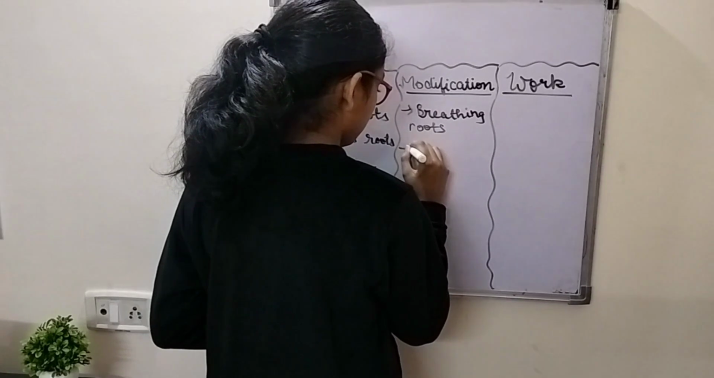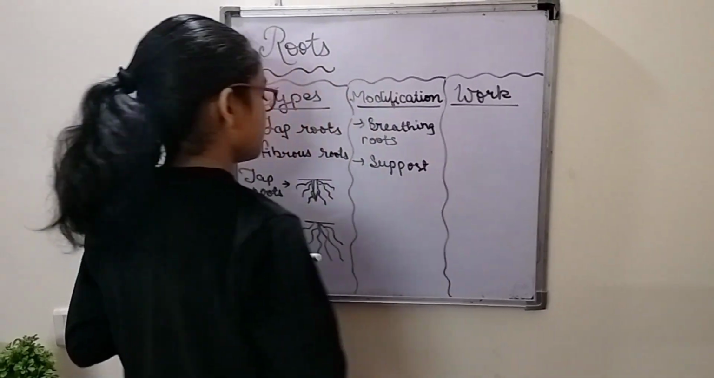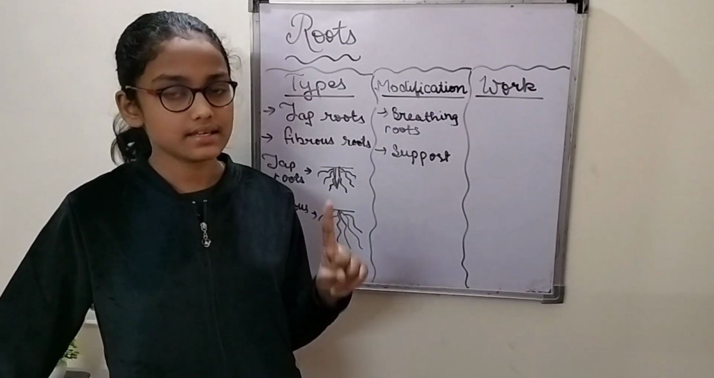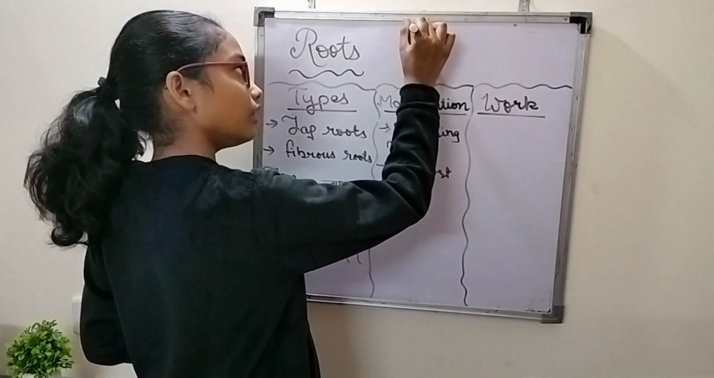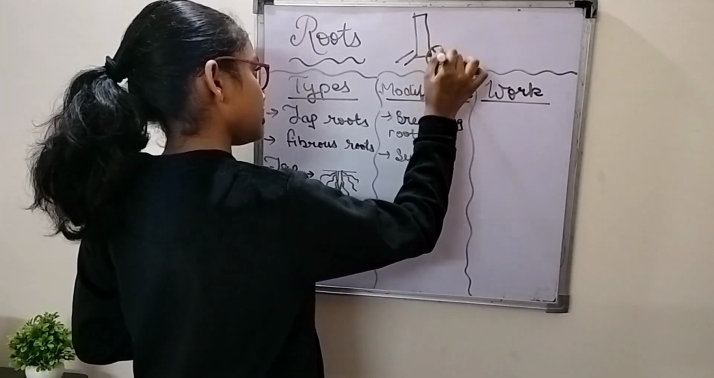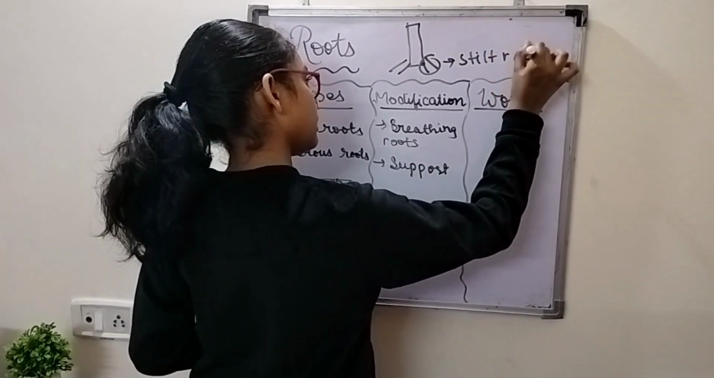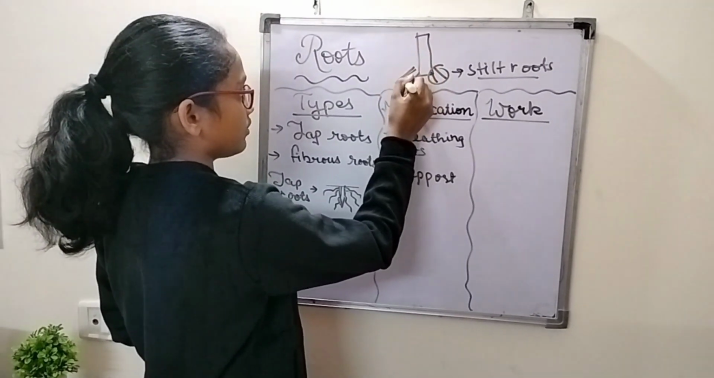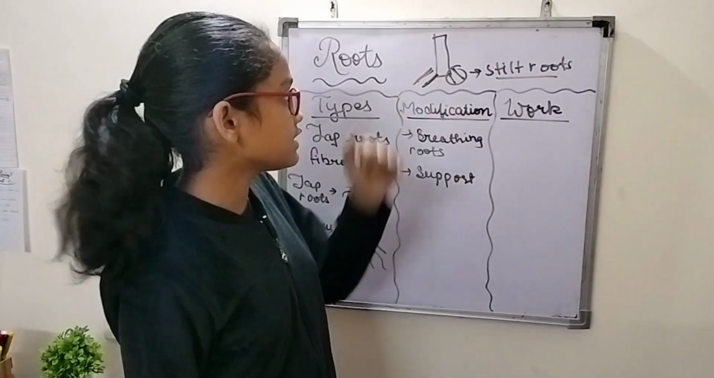Second, support. For additional support, there are two types of root. The first is stilt root. Stilt roots are like this. This is the stem and these are the stilt roots. They grow from the stem to the soil to provide support.